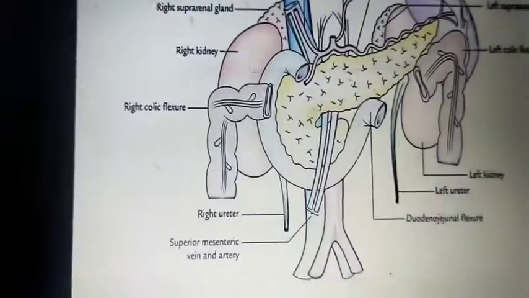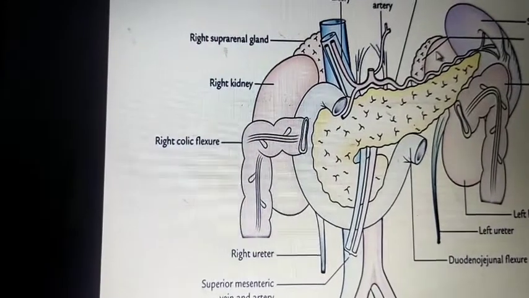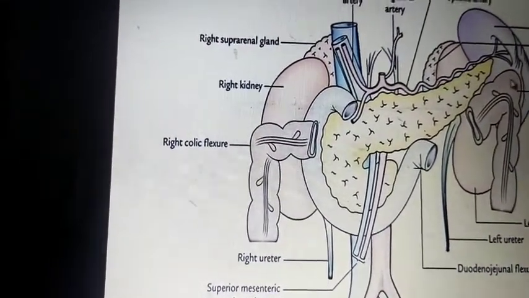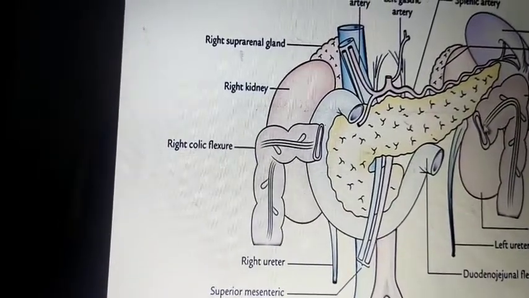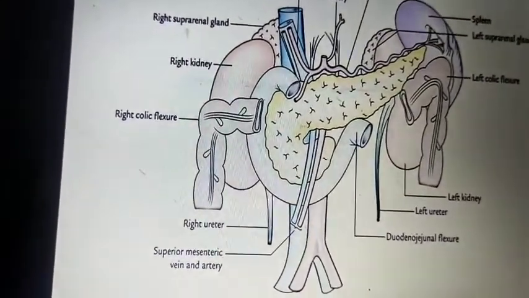And what is the relationship? You can see here the suprarenal gland and kidney, the left colic flexure, the transverse colon, and the kidney. Like that it has relationships.